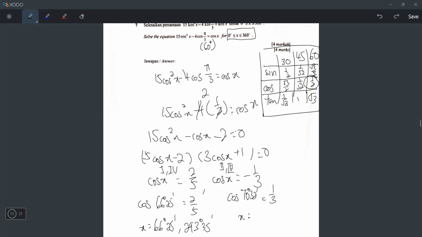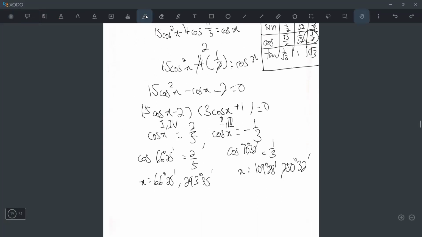So how to convert to second quadrant? 180 minus answer. It's 109 degrees 28 minutes. And what about the third quadrant? It will be 180 plus the answer, which is 250 degrees 32 minutes. And you're done.